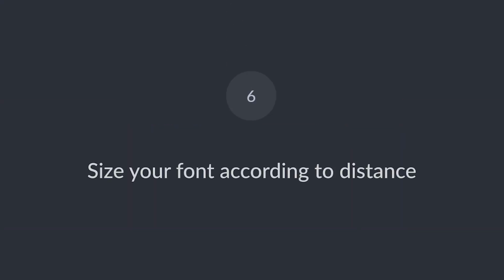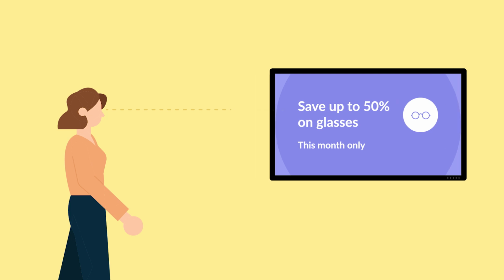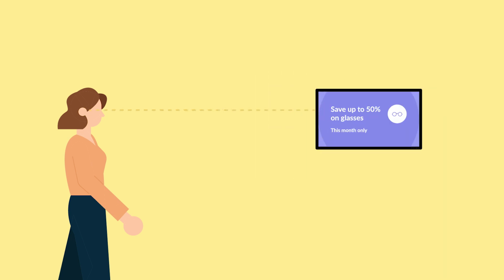Number 6. Size your font according to distance. A 20 to 30 point font can be seen from 7 feet away, whereas a 100 point font can be seen from 26 feet away.